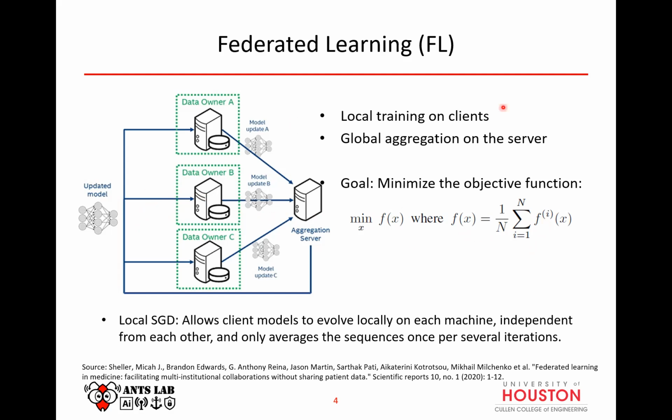Here, through the local training, we can talk about local SGD, stochastic gradient descent, the most popularly used method for doing the local training in federated learning. Here, we allow every client model to evolve locally on each machine independently from each other, and only the sequences of model updates are averaged once per several iterations. This is the basic picture of how federated learning works.